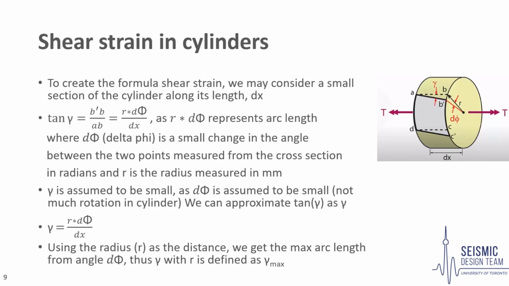Gamma is assumed to be small, since delta phi is assumed to be small, which means we can approximate tan gamma as gamma to find the angle. Thus, gamma, or shear strain, is equal to the radius multiplied by delta phi over delta x. Using the radius in this case gives us the maximum arc length from delta phi, so gamma is max when we are using radius as our distance value.